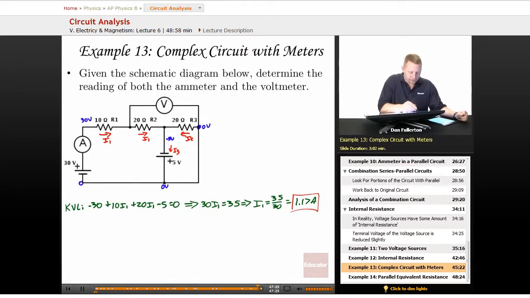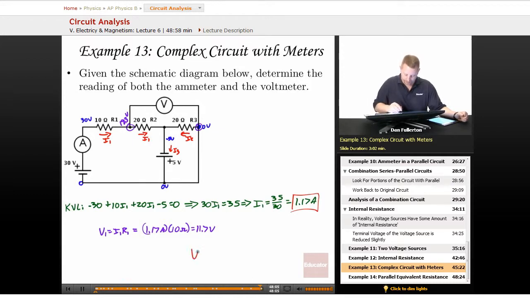Well, the voltage drop across this R1 is going to be I1 times R1. So V1 equals I1 times R1. That drop then, I1 1.17 amps times R1, 10 ohms, is going to give us a drop of 11.7 volts. If this side is 30 and we drop 11.7, that must mean we have 18.3 volts left over here. And the voltmeter measures the difference from this point to that point. That's how it's attached. The difference between 18.3 and 0 volts is just 18.3 volts.